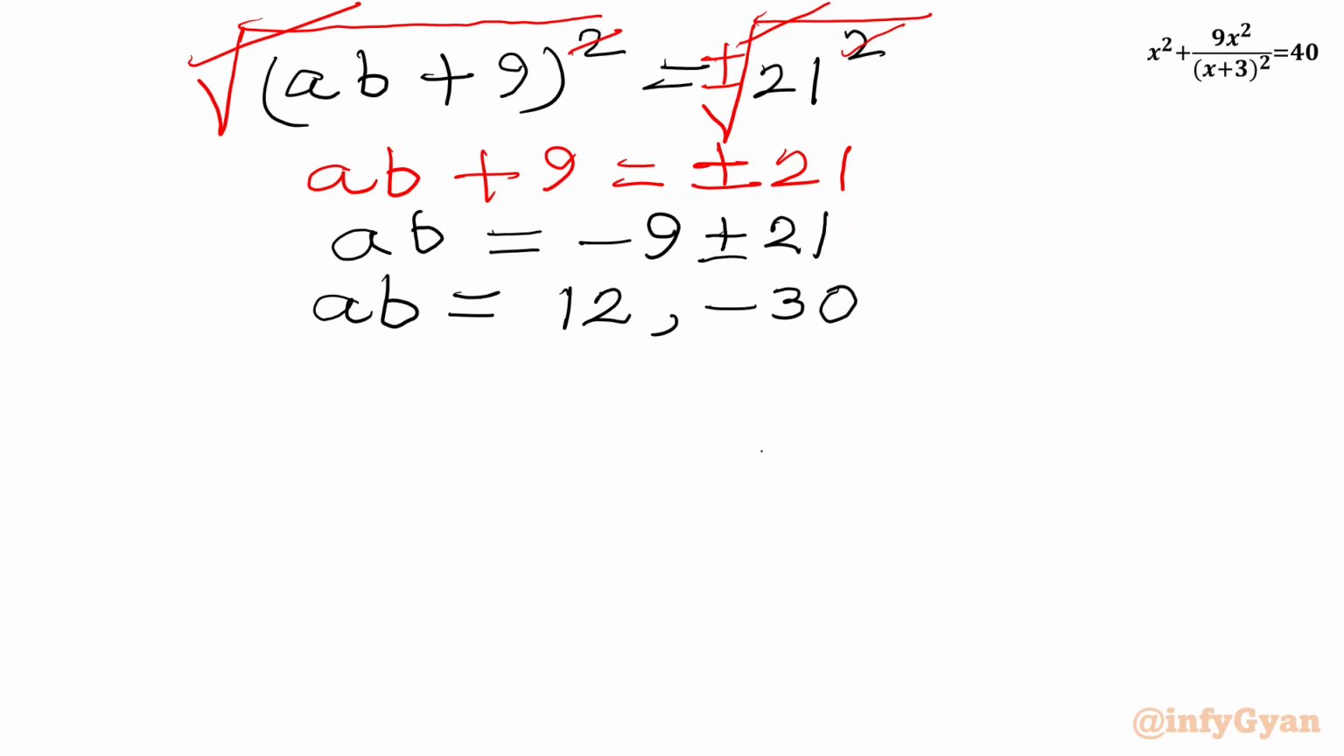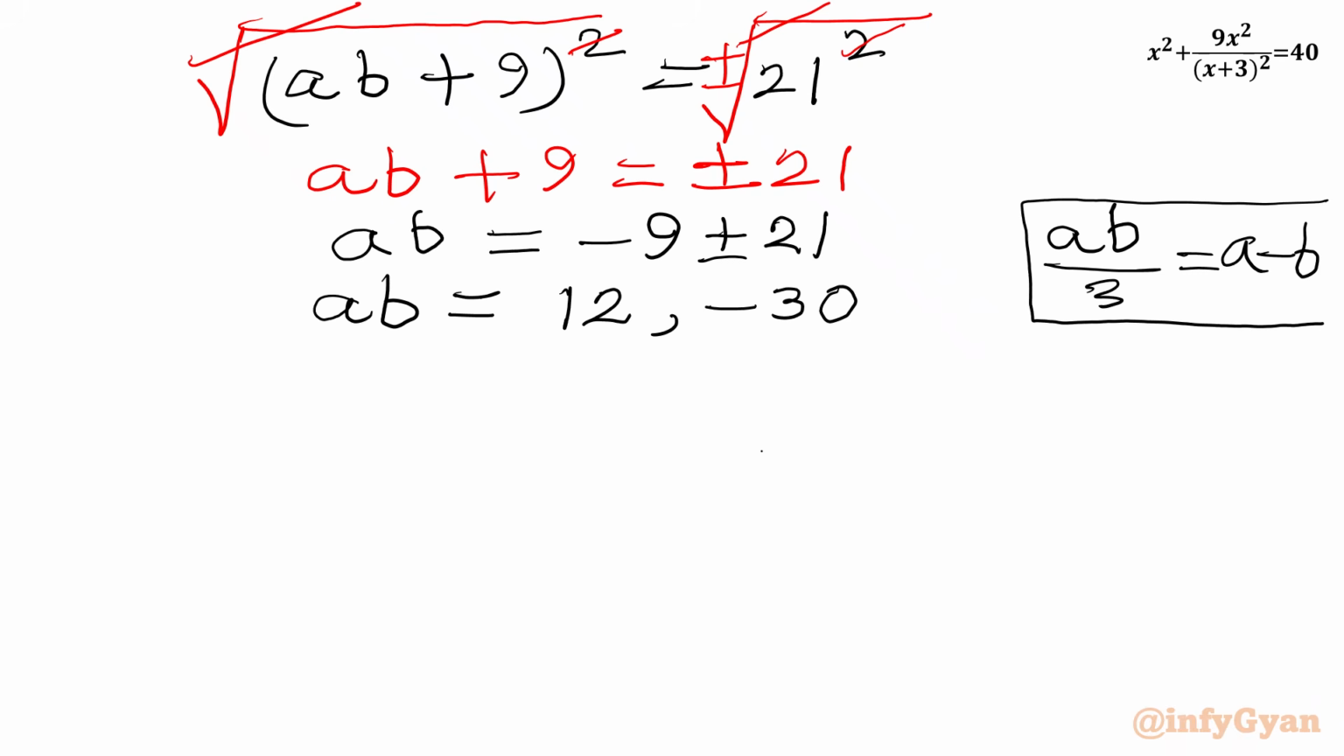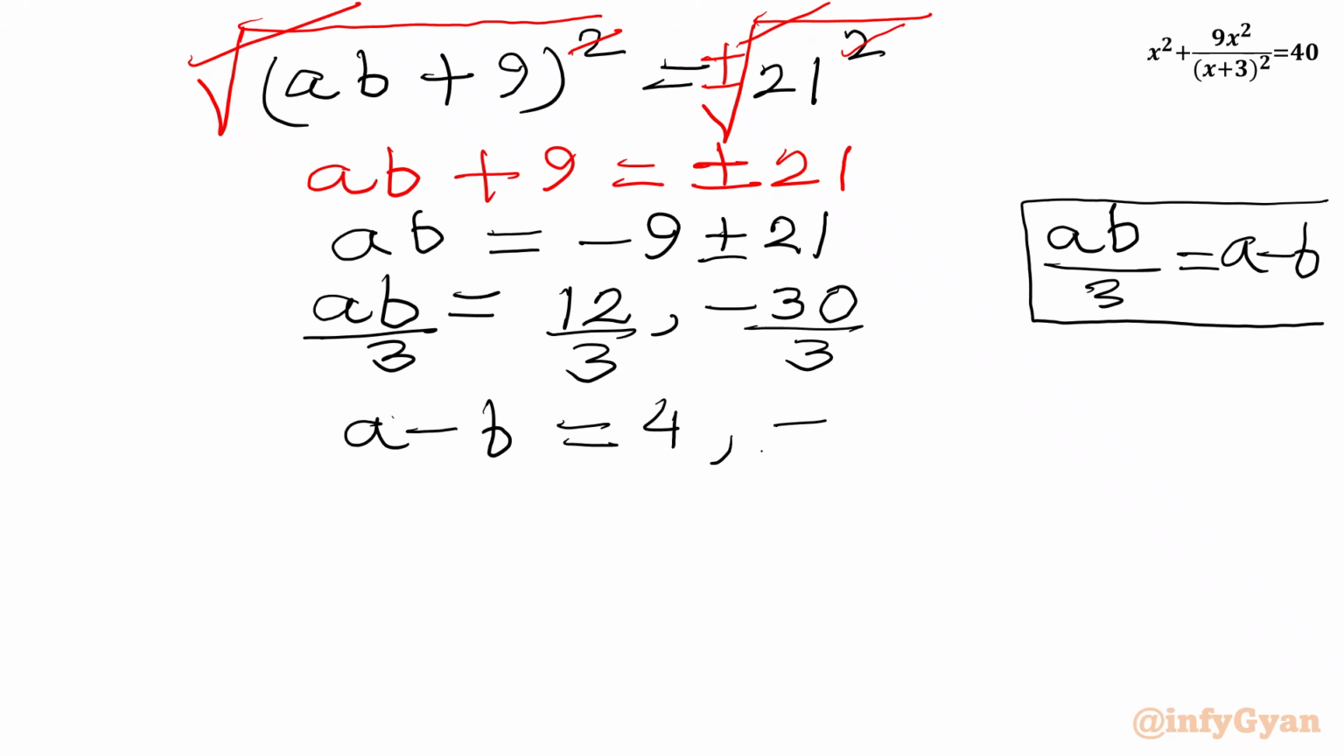We have one important equation, AB over 3 equals A minus B. So if we want to find A minus B, then we have to find AB over 3. Let us divide both sides by 3. We will write A minus B on the left side. 12 over 3 is 4, and minus 30 over 3 is minus 10.